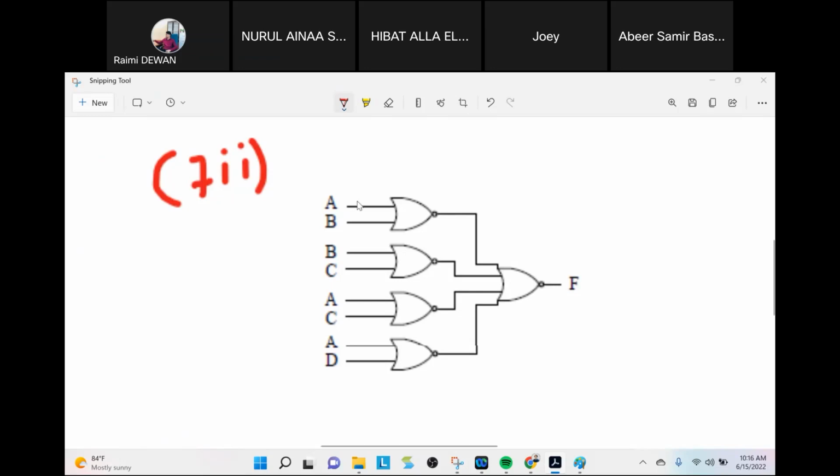Question now requires you to use only NOR. Oh, you see, that's why I don't like this WebEx. I have to wait until this one goes up, then I can touch the pen. What can I do now?